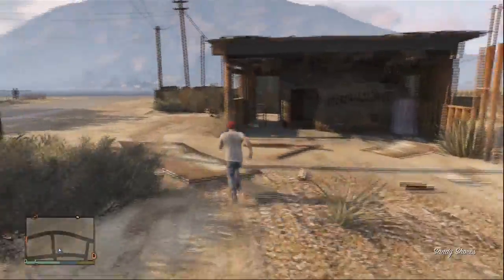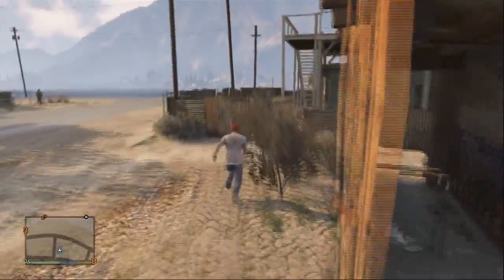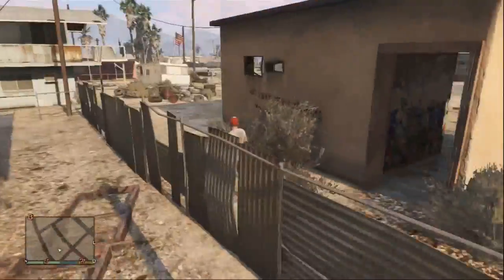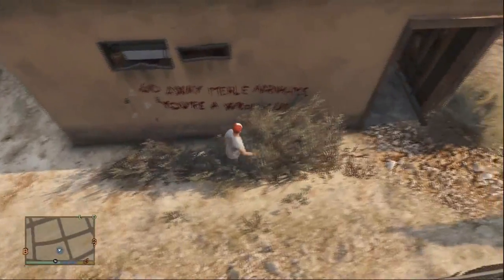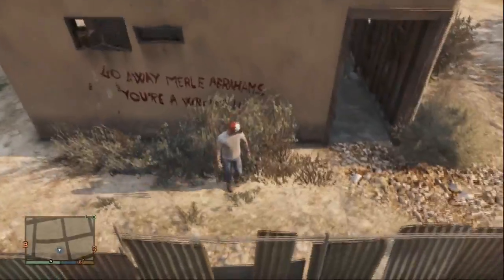If we run around to the back side of the house, we will see some 8s as well as graffiti that says, "Go away, Merle Abrahams, you're a wrongin'." So this tells us the killer's real identity, which is Merle Abrahams, and that he drew suspicion of his neighbors.